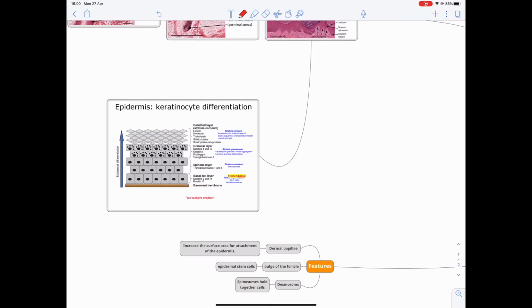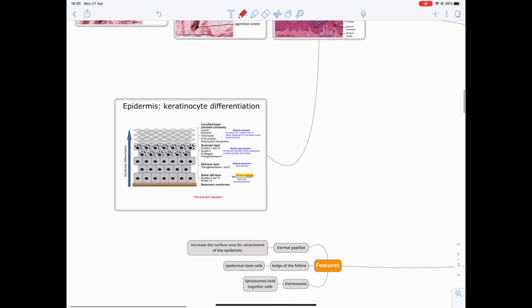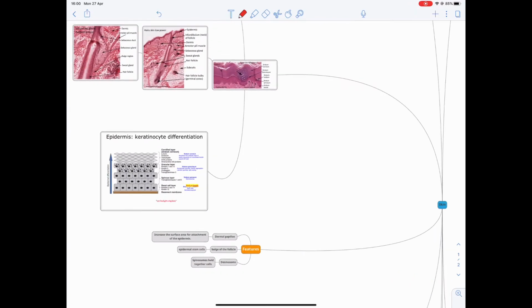And finally, the cornified layer is dead cells, anucleated dead cells, which are good for firstly holding moisture and obviously protection. So those were the layers of the epidermis, which are really important.